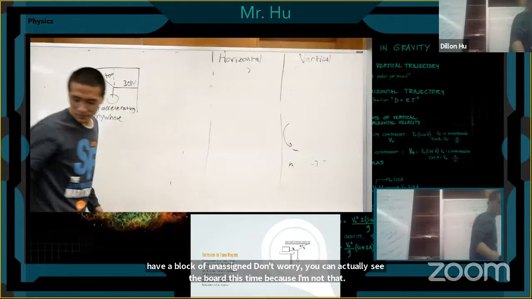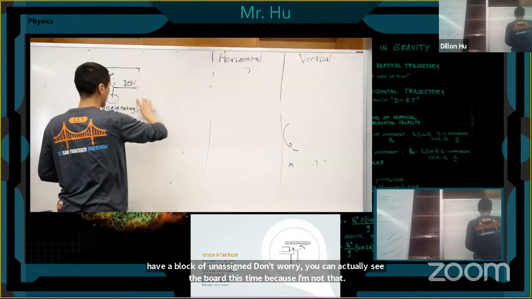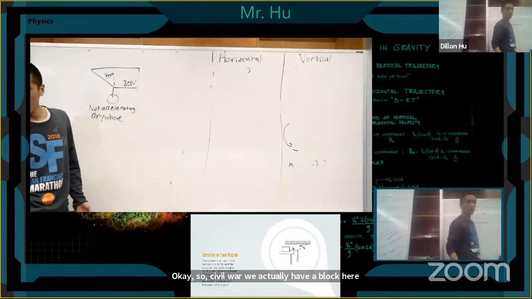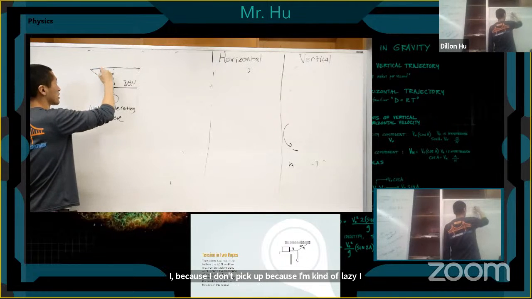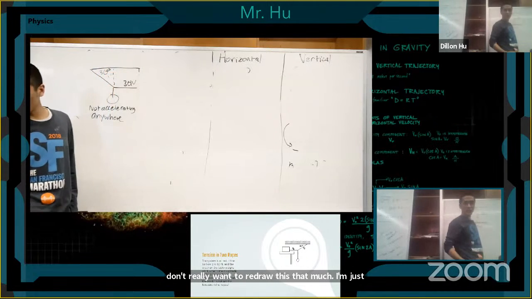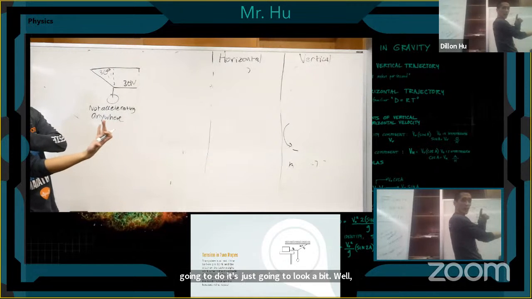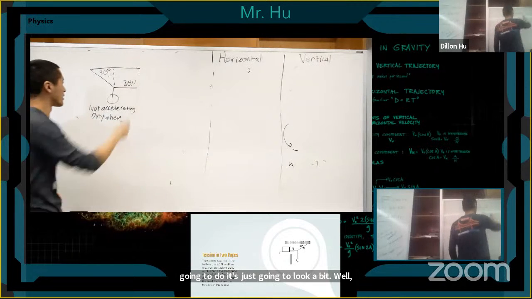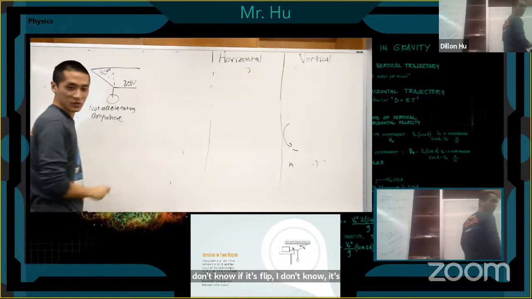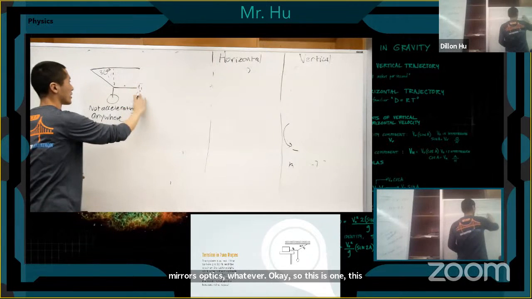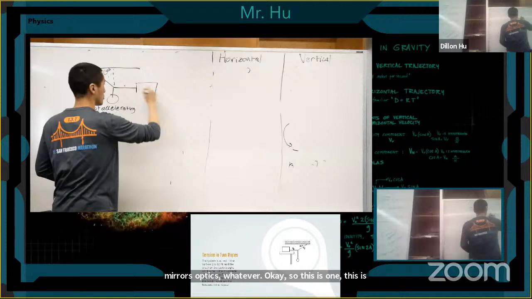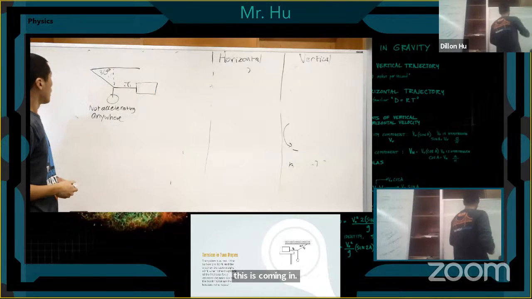Okay, so this time instead of a wall, we actually have a block here. Because I'm kind of lazy, I don't really want to redraw this that much. It's just going to look flipped. Well, actually, because of the camera, I don't know if it's flipped. It's mirrors, optics, whatever. Okay, so this is tension 1, and this is coming in at this tested block.